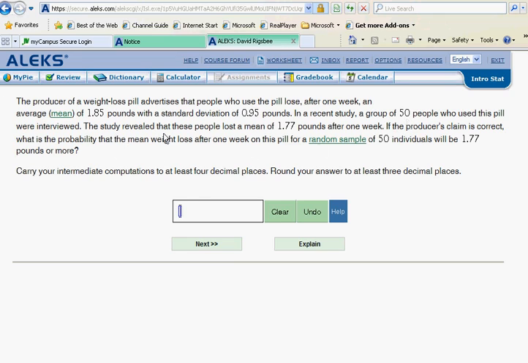Now, the study revealed that these people lost a mean of 1.77 pounds after 1 week. If the producer's claim is correct, what is the probability that the mean weight lost after 1 week on this pill, for this random sample of 50, they're saying this again here to emphasize that, will be 1.77 pounds or more? So what we're going to want to do is to set this problem up on one of our normal curve forms and make a few notes as we always do.